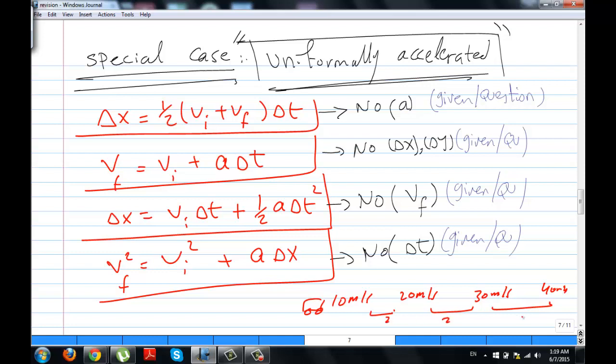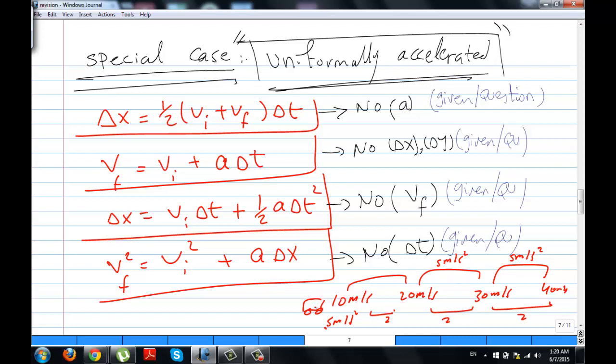So the time interval is 2 seconds. As you can see, the change rate is the same. So 20 minus 10 divided by 2 is 5 meters per second square. This is the acceleration here. Also here it is 5 meters per second square. Also here it would be 5 meters per second square, 40 minus 30 divided by 2. So as you can see, it is a constant acceleration.